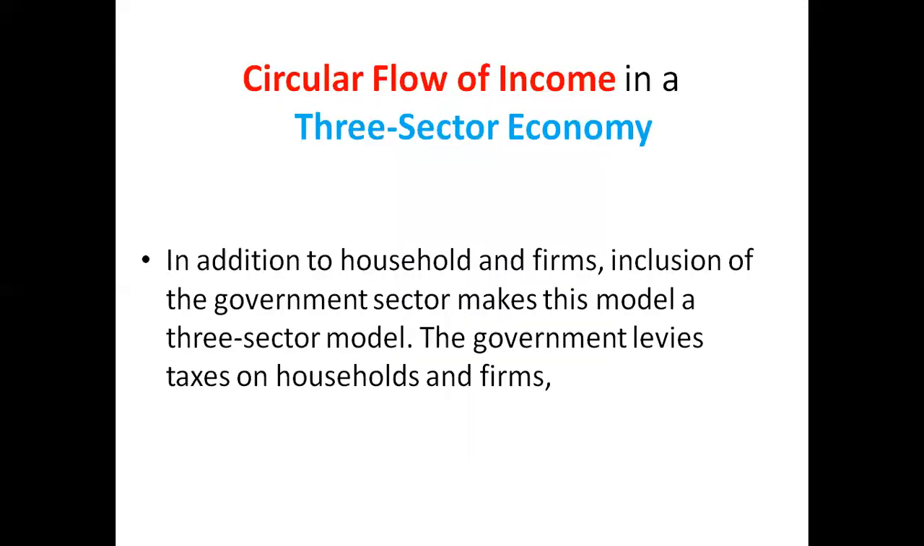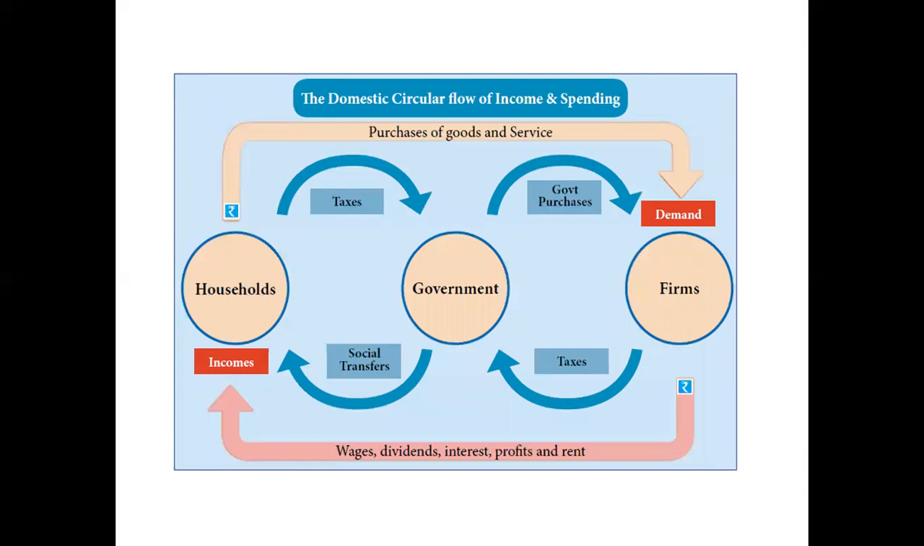Let's go for the three sector model. In addition to the household and the firm, the inclusion of the government sector makes it a three sector model. That is, the circular flow of income happens between three sectors now. One is household, another is firm, and next is government. The government levies taxes on households and firms. So this is the explanation for the three sector model. This is also helped by the graphical explanation. This is the domestic circular flow of income and spending.